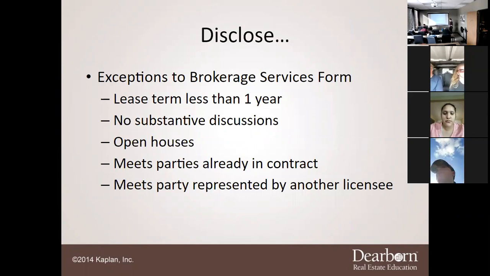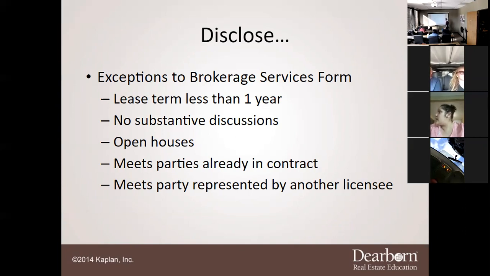So there are some exceptions to the brokerage services form, the IABS form. If you're having a lease and the lease term is less than 1 year, so anything greater than a year, you would need the IABS form. But if we're doing a 6 months lease or even a 9 months lease or something strange like that, we wouldn't technically need it. I would probably still include it anyways. And if no substantive discussions were given, if someone calls me and we just say basic information back and forth, hey, how much is this worth? It's worth this. Okay. How long has it been listed? Stuff like that. If we don't have any substantive dialogue, it's just basic question and answer.